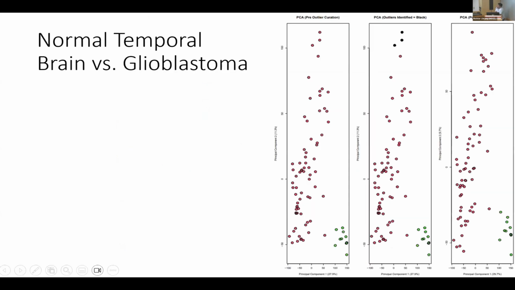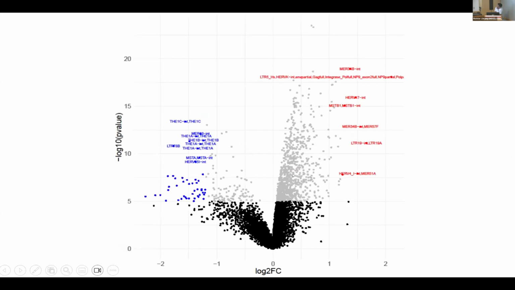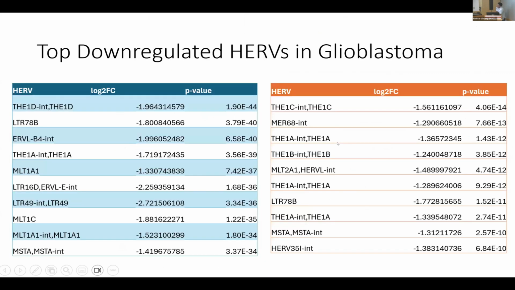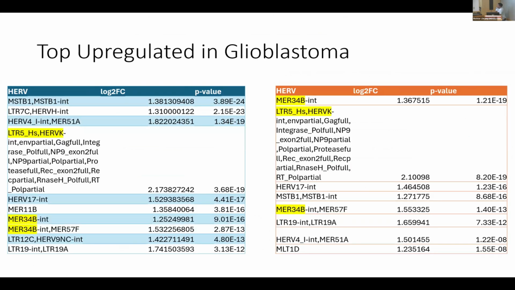Again, we did the same thing where we compared glioblastoma samples to the normal temporal brain. Again, we did filtering for the outliers, and then we also made another volcano plot where we were able to see the downregulated and the upregulated. So I made a table about the top downregulated HERVs in GBM, as well as the top upregulated HERVs in GBM.